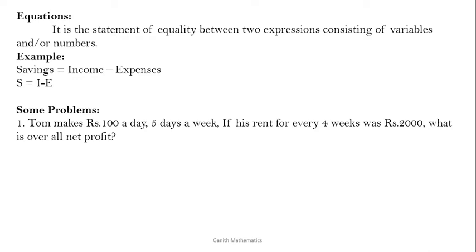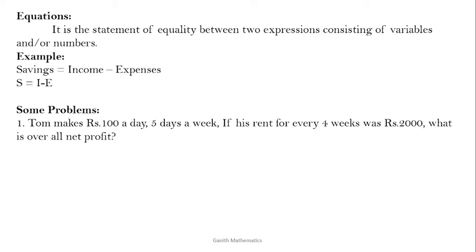Savings is equal to income minus expenses. It is globally accepted. So I can give variables: S is equal to I minus E, because your income will vary, my income will vary, my expenses will vary, your expenses will vary. So the savings will vary, right? So this savings is a dependent variable which is dependent on the two variables income and expenses. Income and expenses are independent variables in this particular equation.